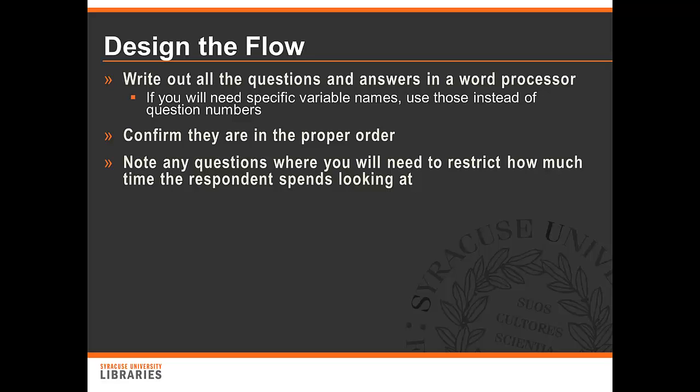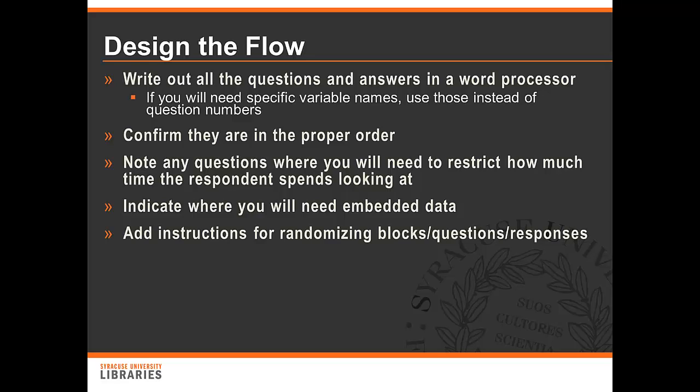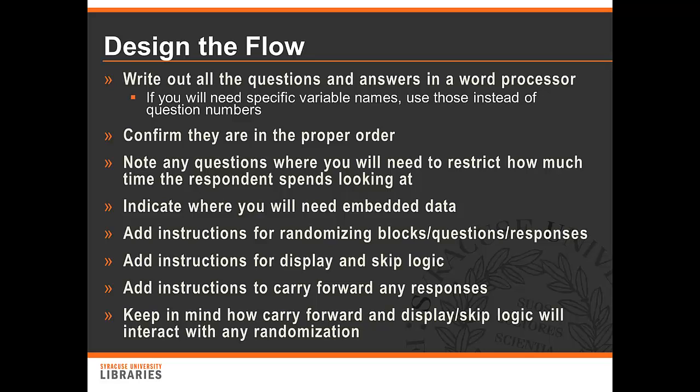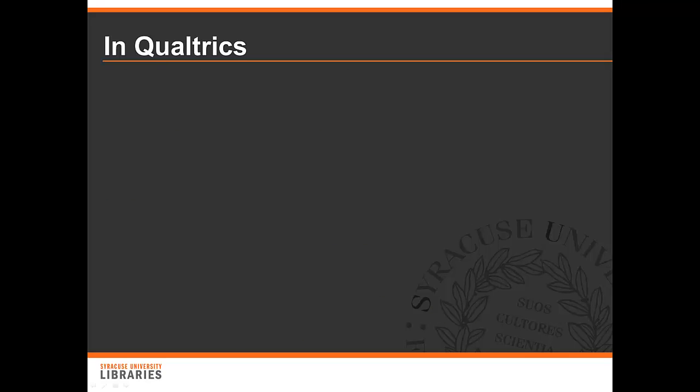Make a note of any time restrictions you may need, then go back and indicate where you will need any embedded data. You can just highlight words or phrases, or even use the comments feature to indicate what field the data will come from. Go back and add any instructions for randomizing or sampling blocks or questions or images. Add instructions for skip or display logic. And finally, add instructions to carry forward any responses. Be sure to keep in mind how all of this may interact with any randomization you have previously built in.